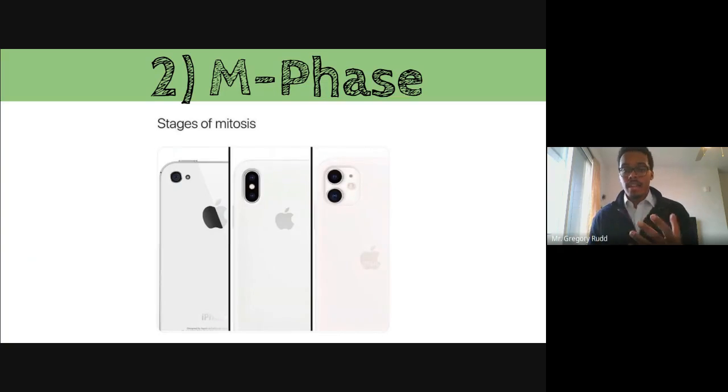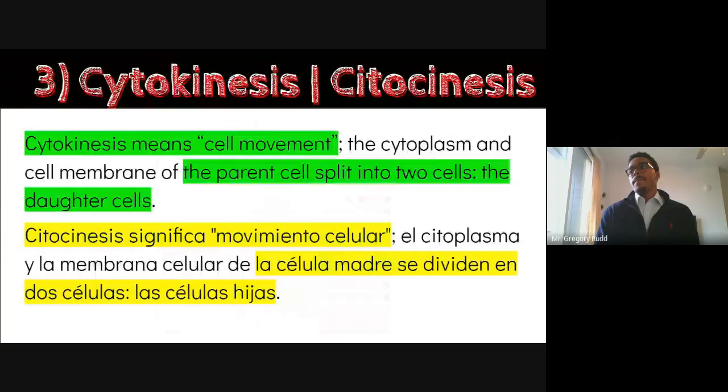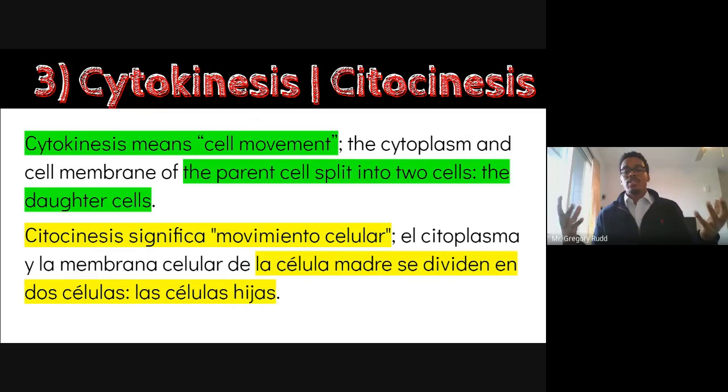Before M phase, we've got to go through interphase because we've got to copy our DNA. And then lastly, cytokinesis. Cytokinesis literally means cell movement. Cyto means cell, kinesis means movement. This happens when the cytoplasm and the cell membrane of the original cell, the parent cell, split, and they create two new daughter cells.